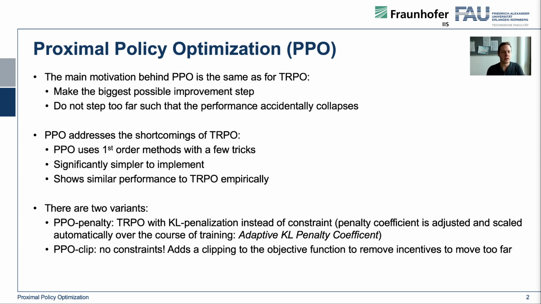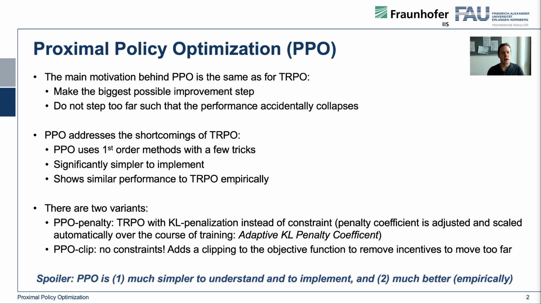To introduce PPO, there are actually two variants of PPO: PPO penalty and PPO clip. In PPO penalty, you have a TRPO objective with a KL penalization instead of a constraint. And in PPO clip, you do not really use any constraints in practice. You instead add a clipping operator to the objective function to remove the incentive to move too far away from your current policy. And as a spoiler, PPO is much simpler to implement and to understand, and at least empirically much better. In this video, we will focus on PPO clip because it is much more convenient and it gives a real alternative to TRPO and variants of this.